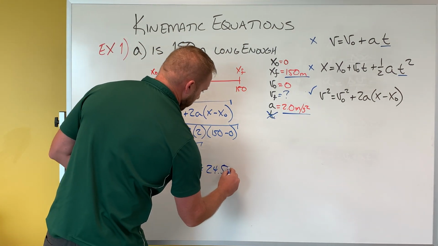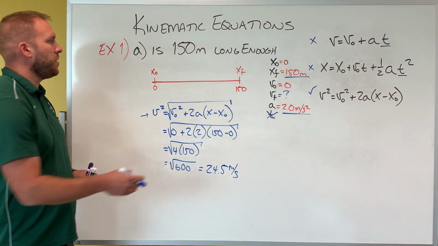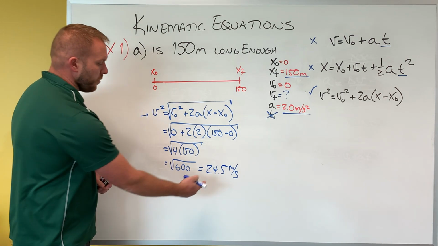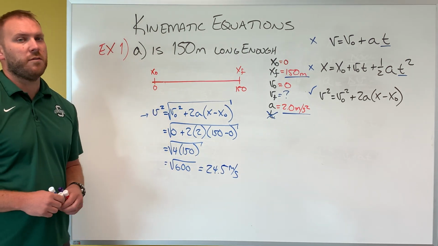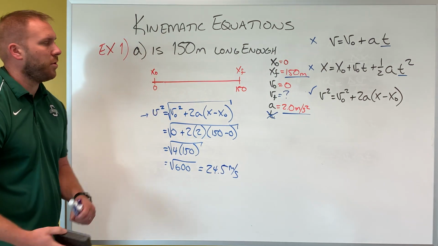Which is going to give me 24.5 meters per second. So what that tells me is, is 150 meters long enough? The answer is no. It's not going to be long enough. I'm not going to achieve a final velocity of 27.8, which is what I need. So let's move on to the second part of the question.